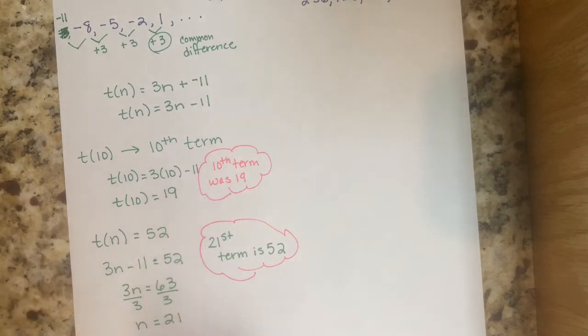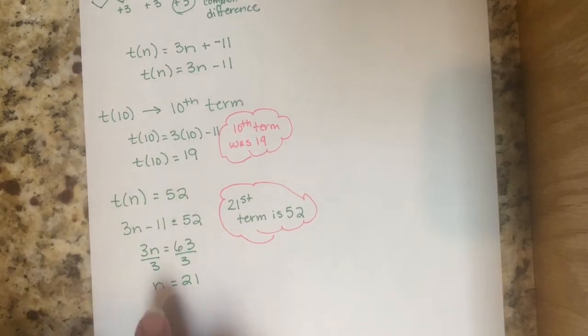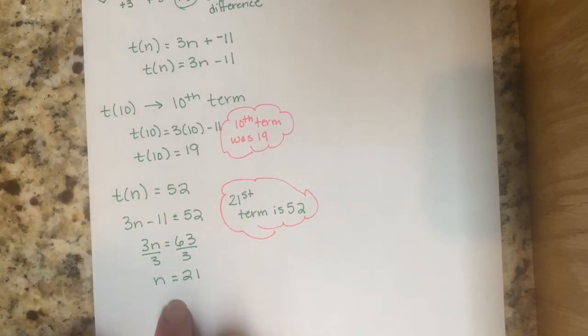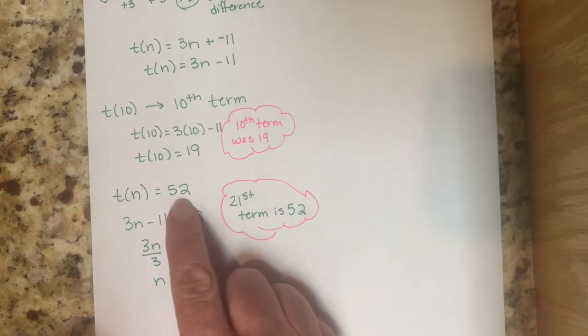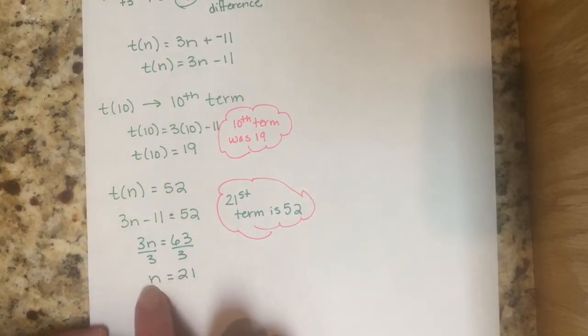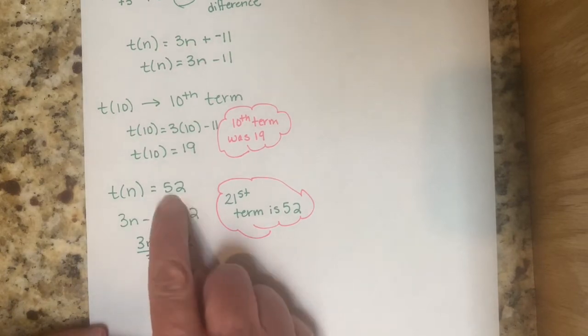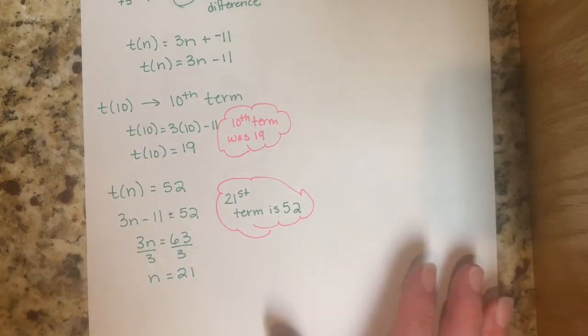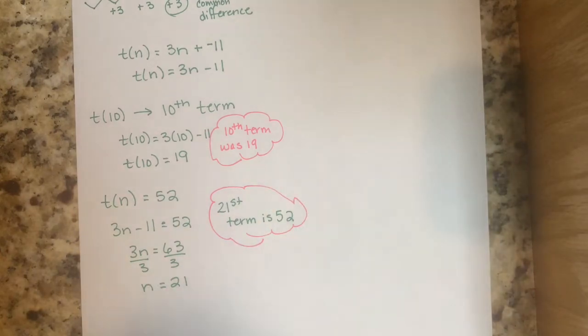Remember, when you're doing problems like this one, this is sometimes when you're going to get that, you know what, 52 isn't the value of any of the terms. If our n is not a positive whole number, then that means that is not a value that we can use. So that's arithmetic sequences.